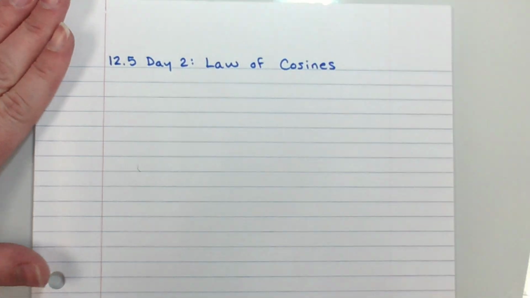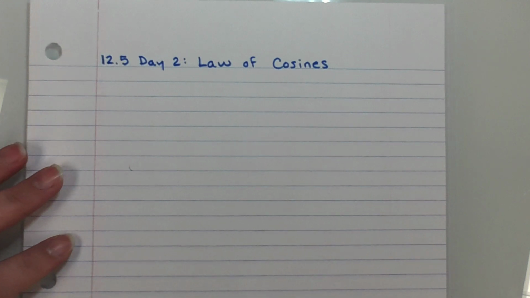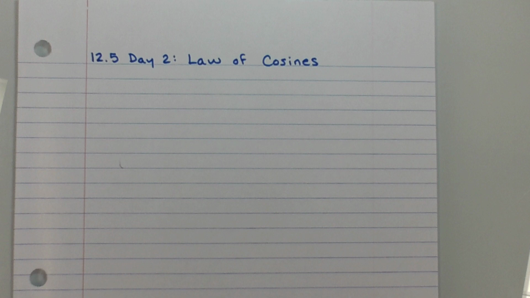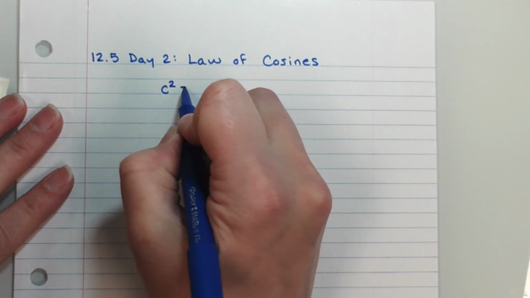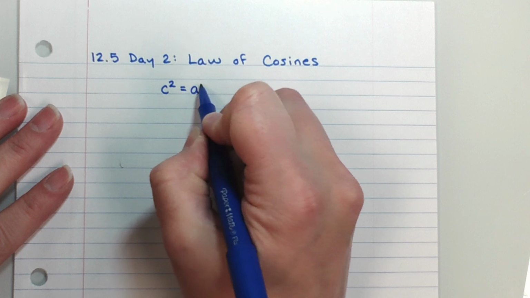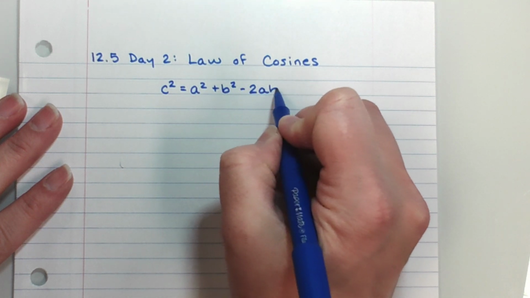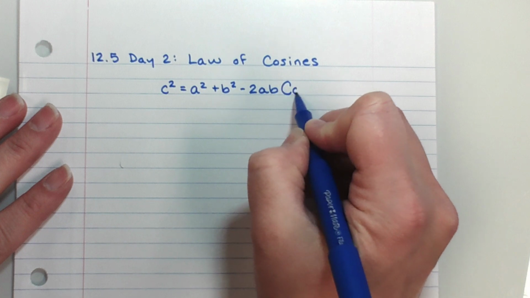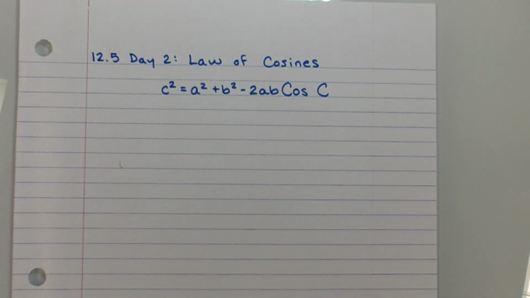There's one tiny thing about the law of cosines that I haven't shown you. What is the law of cosines? What's the formula? C squared equals A squared plus B squared minus 2AB cosine of C.